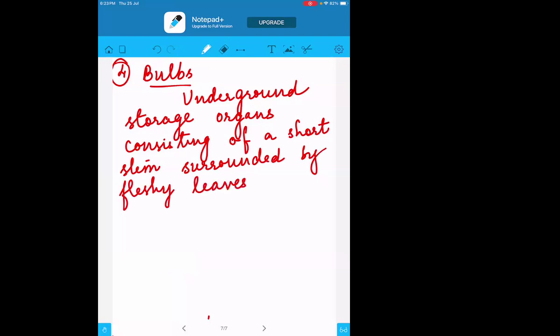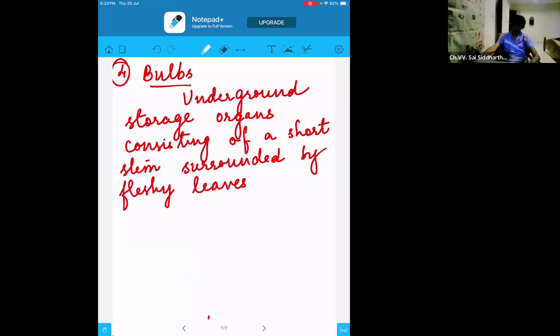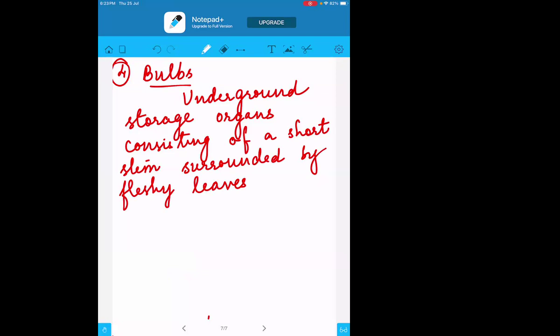So basically, the onion you eat, you might have seen in the center a small hair-like structure, right? That is the stem. And the outer side, the complete onion, is the bulb part of it. So if you take that bulb part and grow it, it can grow into a new plant.